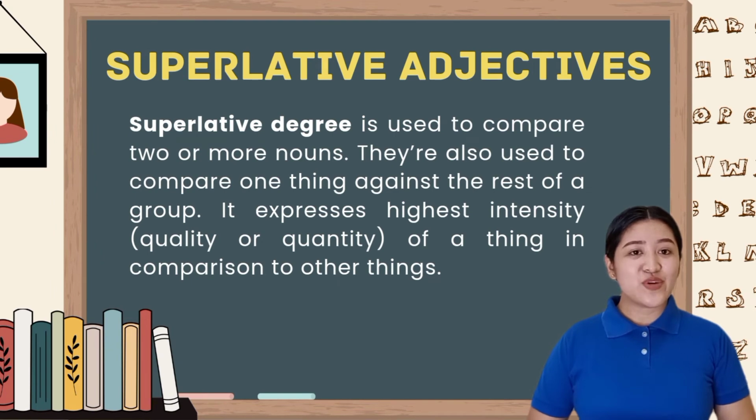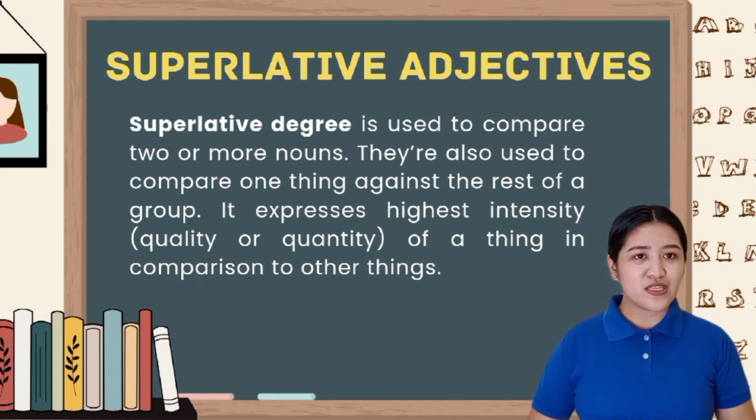And the last degree of adjective is the superlative degree. Superlative degree is used to compare 2 or more nouns. They're also used to compare one thing against the rest of a group. It expresses the highest intensity or the quality or quantity of the thing in comparison to other things.